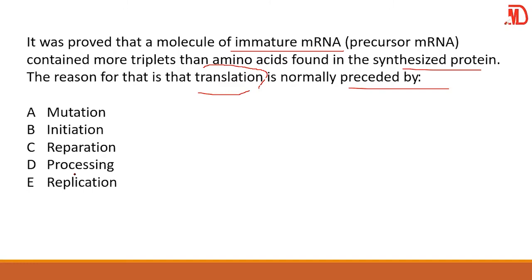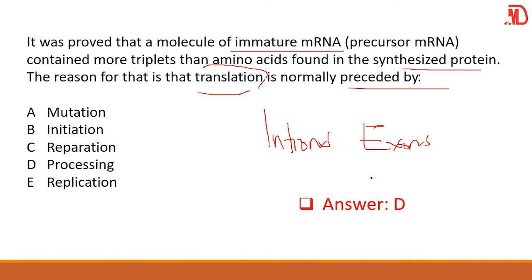Now, in an immature messenger RNA, we have what we call introns and then exons. These two cannot be found together in a matured messenger RNA. So they need to undergo a process called splicing before it can be translated. So again, we are referring to immature, so we are doing processing. It is still in the processing phase. All right. So the answer is D.